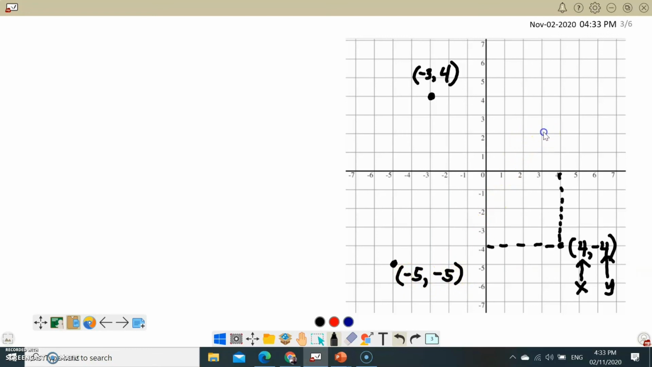How about this? So what is the coordinate of this point? So the value of x is 3. The value of y is 2. So the coordinate is 3, 2. Okay? Can you follow? Very good. Okay, let's try another.